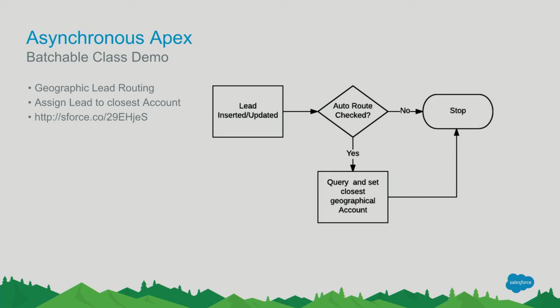So basically the way this is going to work, we're going to have a lead come in. It's going to be inserted or updated. We're going to check a Boolean field, auto route lead. We're going to see if that's checked. If it's checked, we're going to query the closest account. And we're going to use those distance queries built into Salesforce to find the closest account for that lead. So basically, every lead's going to need a query. So that's where needing a batchable class comes into play.